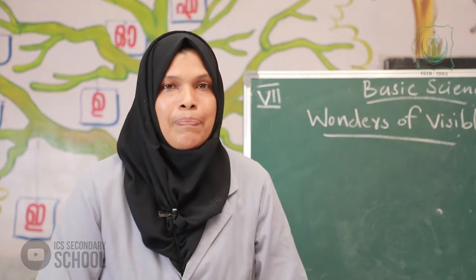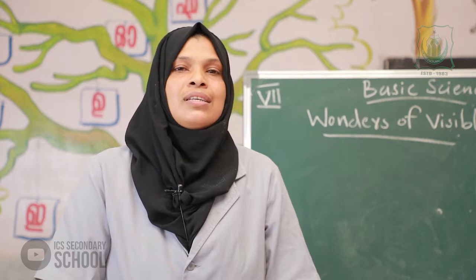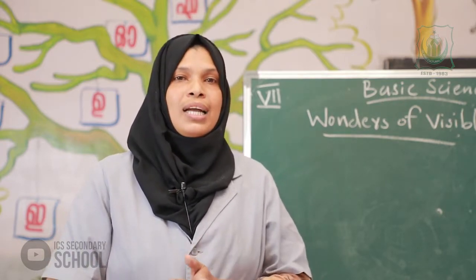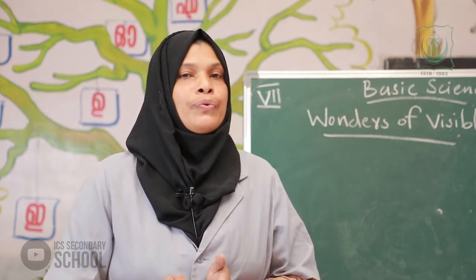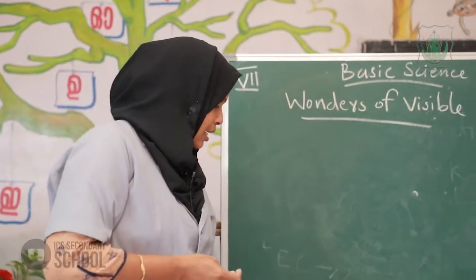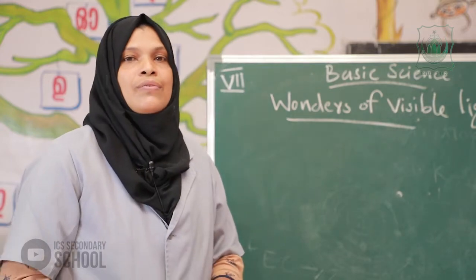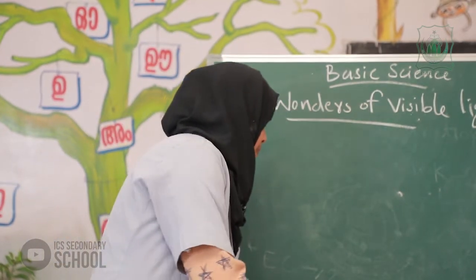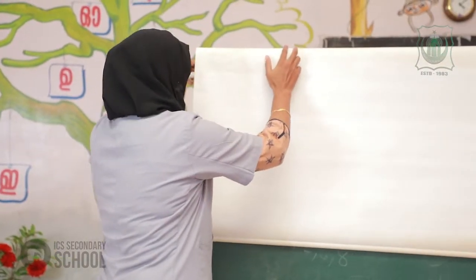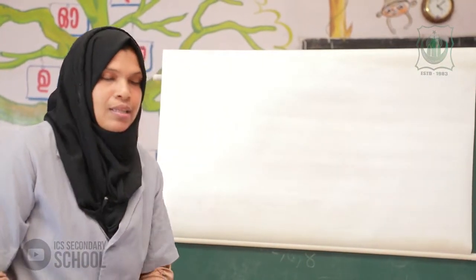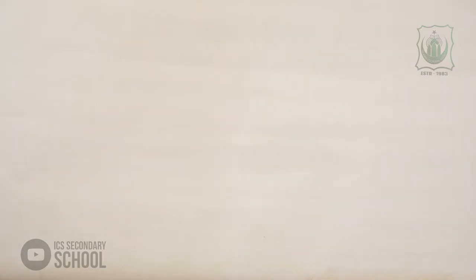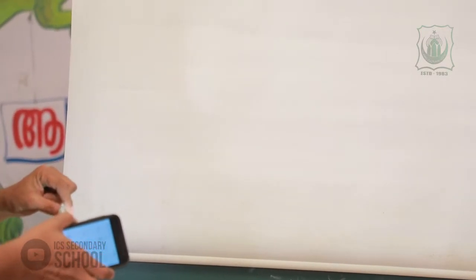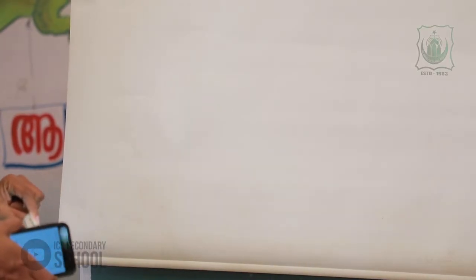Then a steel plate, aluminum plate, a smooth floor tile, a roof tile, a paper, a chart paper, etc. are needed for this experiment. First we take a mirror. Then take a torch. Then direct the light from the torch into the mirror.